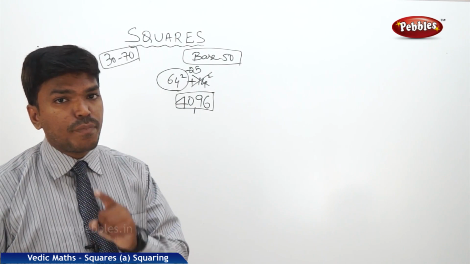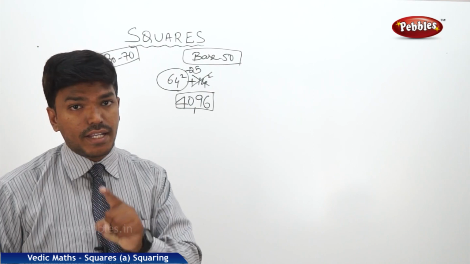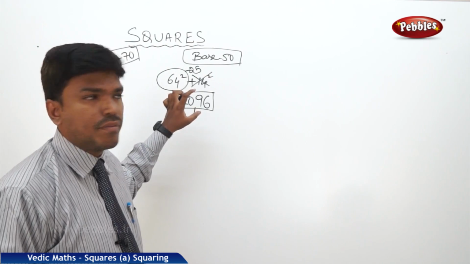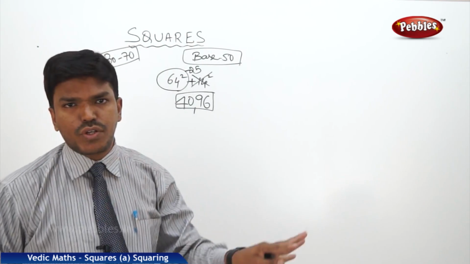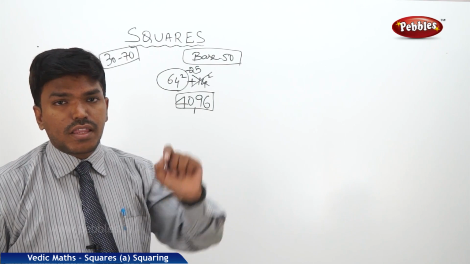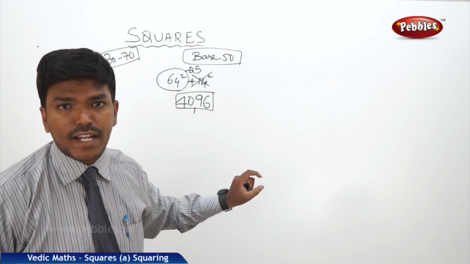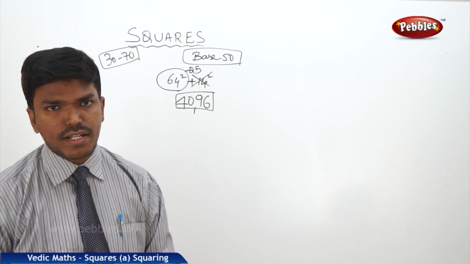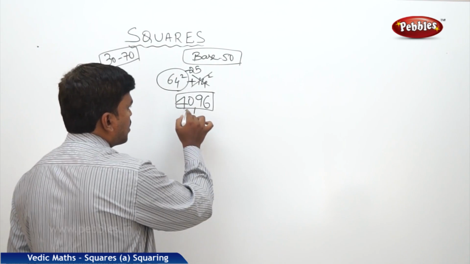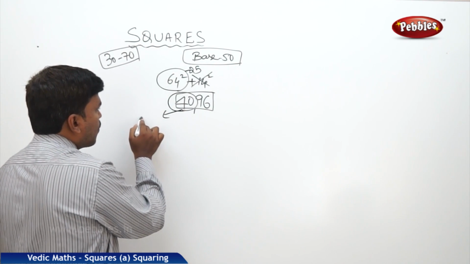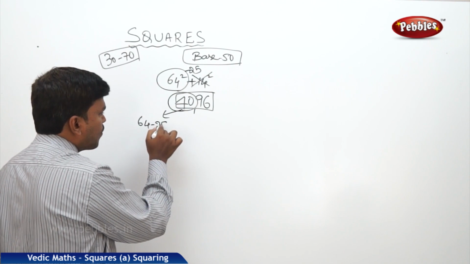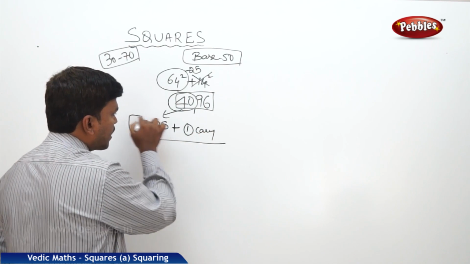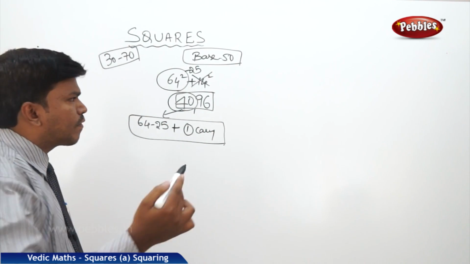But one important thing to keep in mind is the left side part of the answer, whether the number is more than the base or less than the base, it doesn't matter to us. What is important is that the left side part of the answer we get by subtracting 25 from the main number. Understand? We'll take one more example. Remember how we got this 40? By subtracting 25 from 64 plus 1 carry. Like this we got.